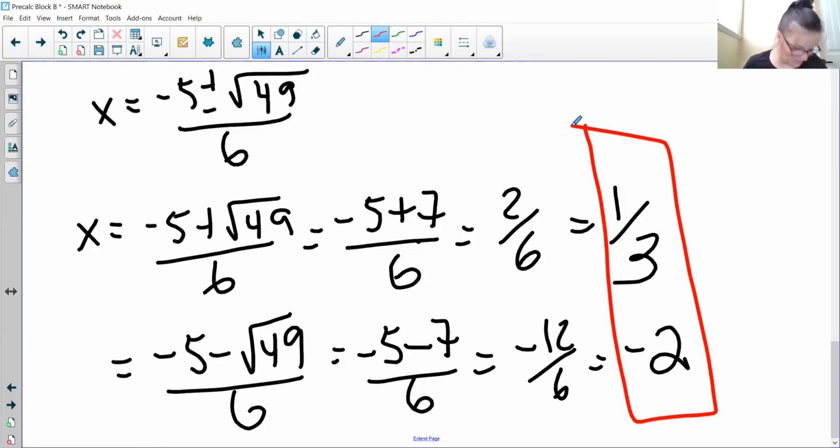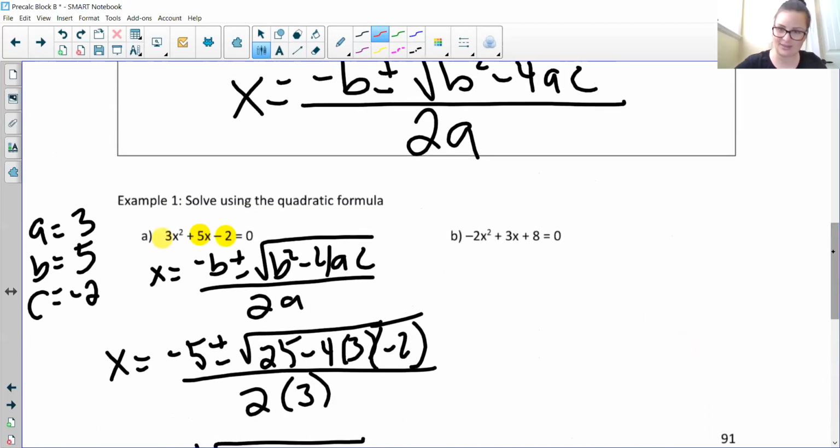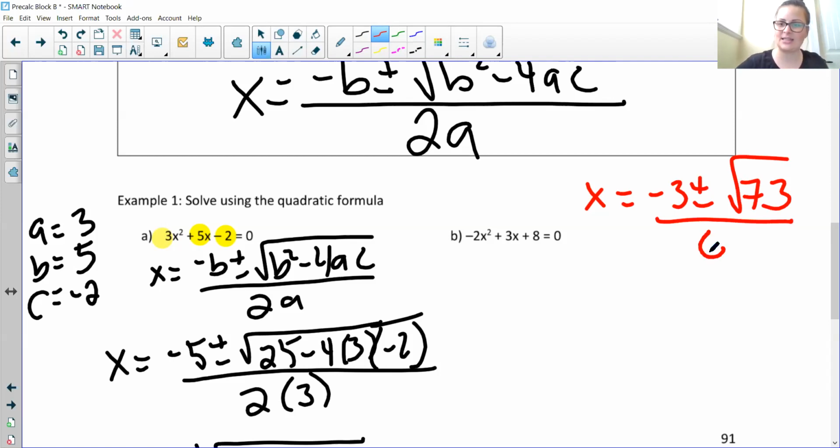All right, so the next one, you put the values in the right place. You should end up with x equaling negative 3 plus or minus the square root of 73 over 6. No, you cannot, do not do this. Don't do that. No. You need to have a 3 here as well to do that. And just no, don't do that. We've already talked about that. It makes a baby cry. And remember who the baby is? It's me.